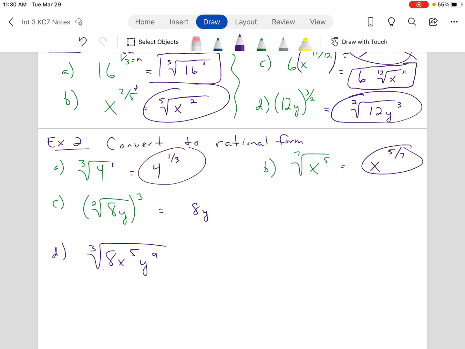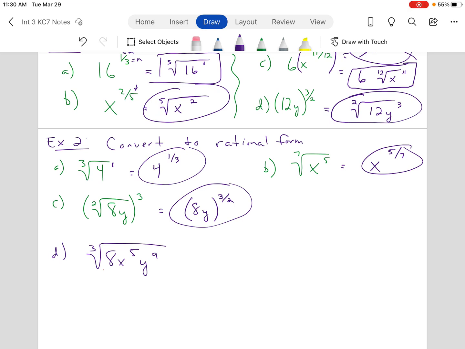Letter C, so I have 8y to the 3/2 power. Now be careful. Notice that the 8 is also in the root, so I do need parentheses here. If you do not put parentheses, that is not the same thing, and that would be wrong.